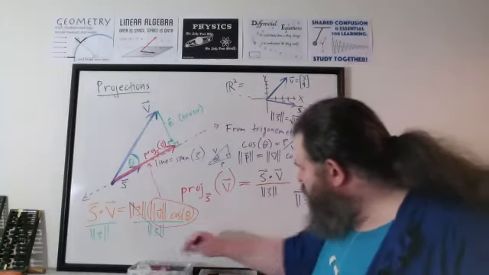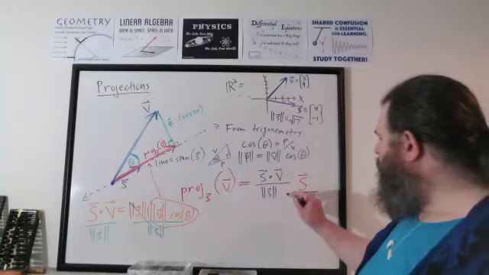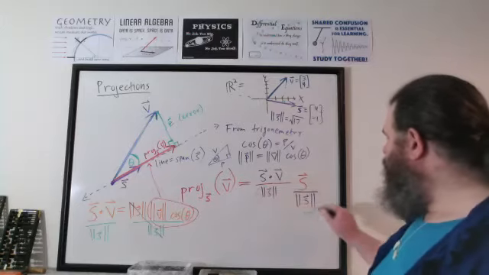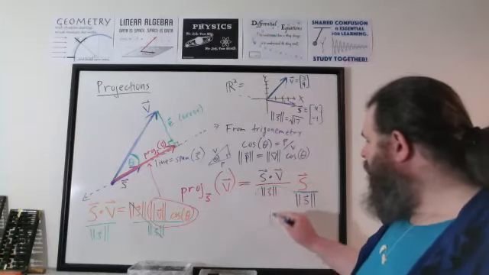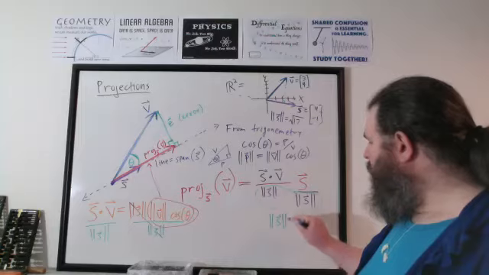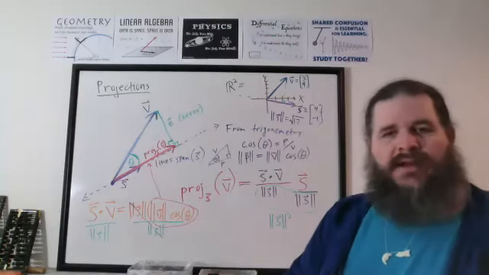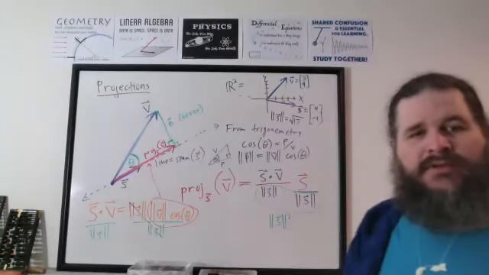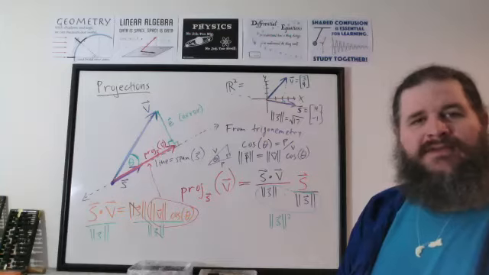And one other abbreviation we can make here: in the denominator, if we combine these, we've got magnitude S times itself. In other words, magnitude of S squared. What else is magnitude of S squared equal to? Can you write that as a dot product?